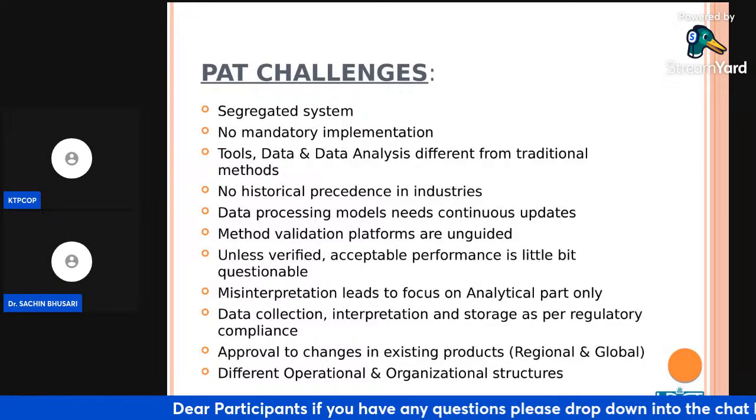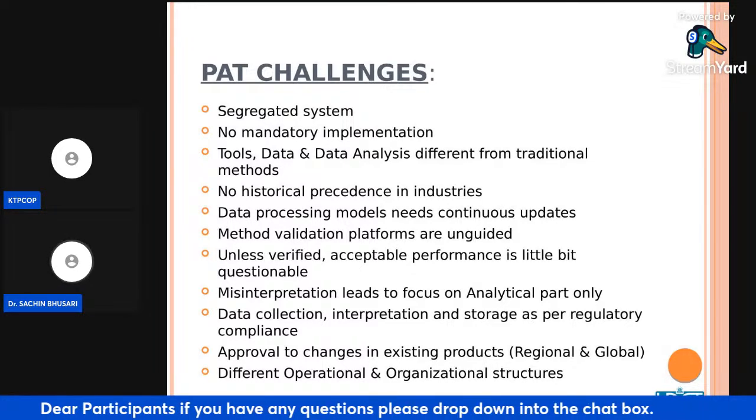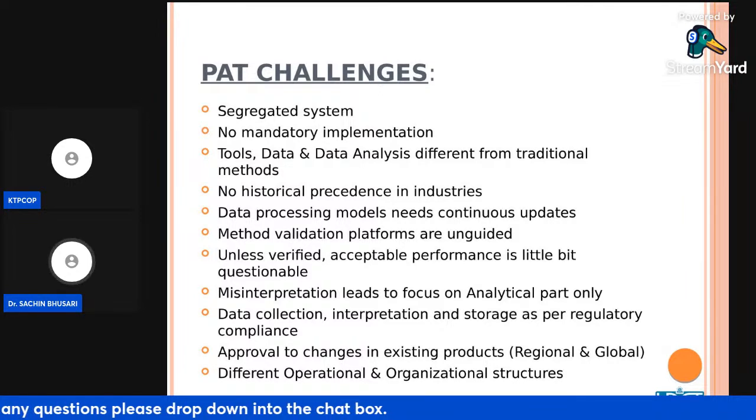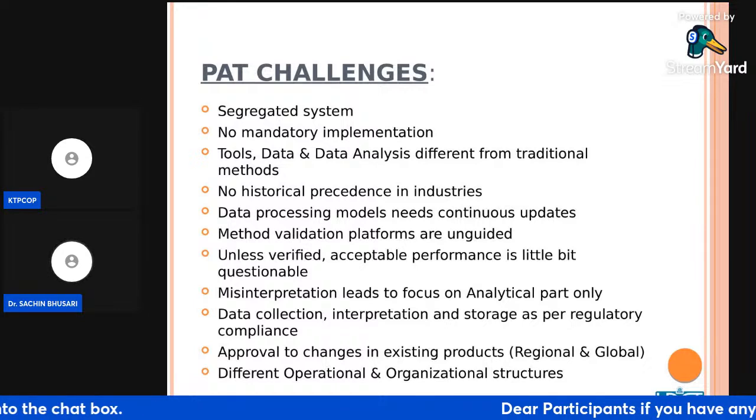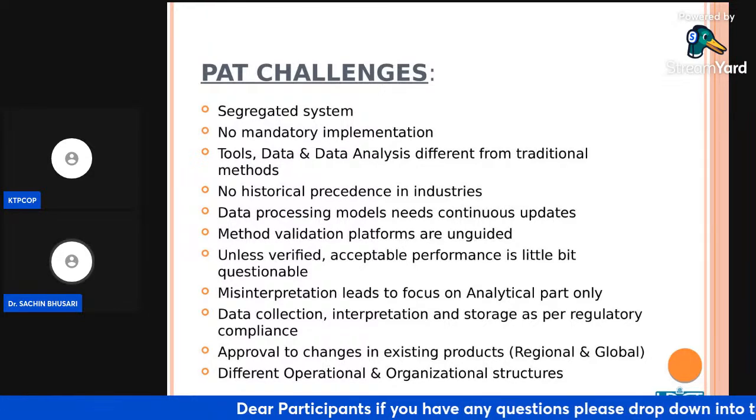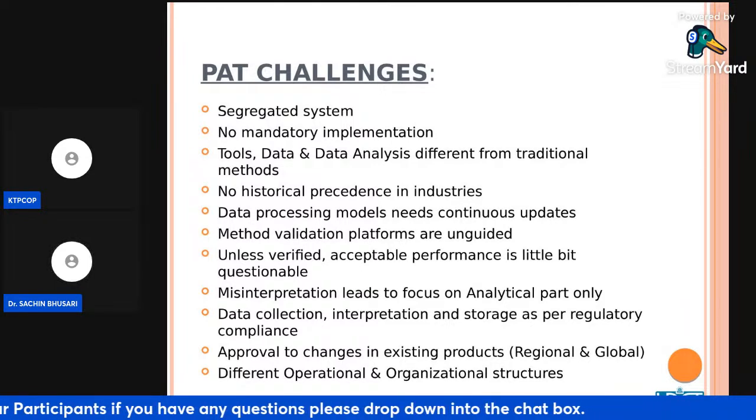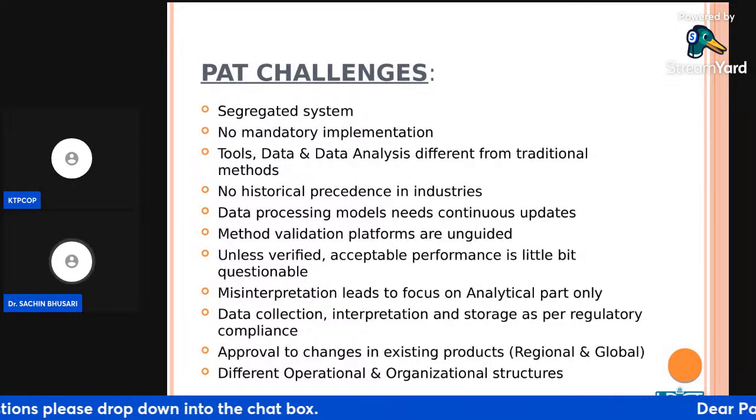Now, although we know the characteristics and the goals, it becomes essential to understand the challenges also, because PAT is a new technology, a good technology, a new framework which is giving good benefit to the industry. But there are some challenges. Everything has both sides, pros and cons, advantages and disadvantages. So in this case, yes, we do have some challenges in PAT.